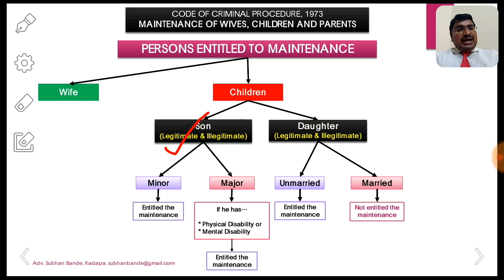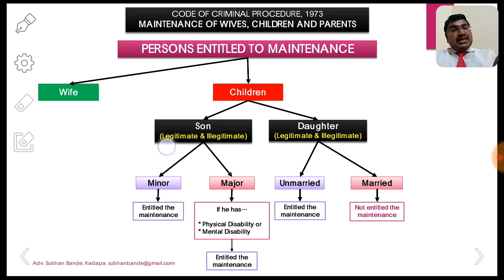Both legitimate and illegitimate sons can be entitled to maintenance from their father. Legitimacy is not an important criterion for maintenance with regard to children under Section 125 of CrPC. Both legitimate as well as illegitimate children have a right to get maintenance from their father. Let us discuss the conditions.